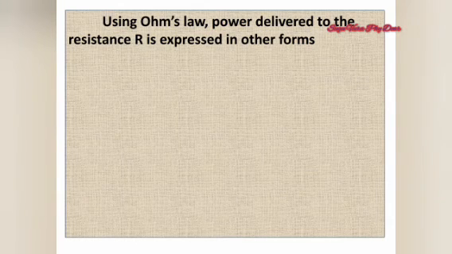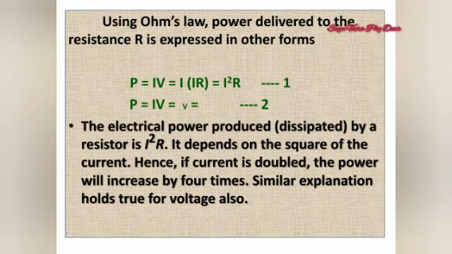Using Ohm's law, the power delivered to a resistance R can be expressed in other forms. P equals I into V, and V equals IR, so we get P equals I square R. Also, I equals V by R, so we get P equals V square divided by R. The electrical power produced by a resistor is I square R. It depends on the square of the current. Hence, if the current is doubled, the power increases by 4 times. A similar explanation holds true for voltage also.